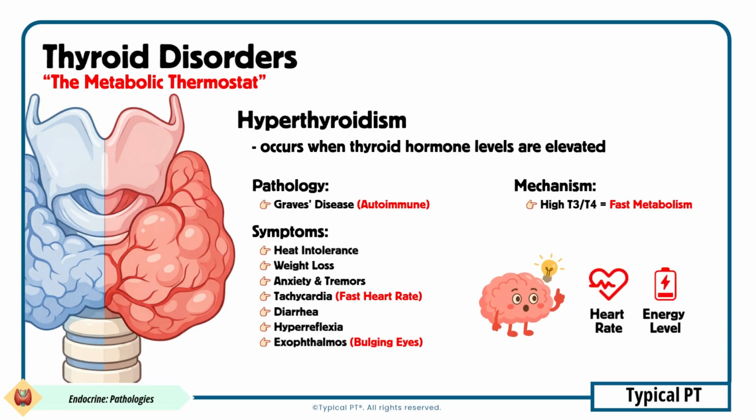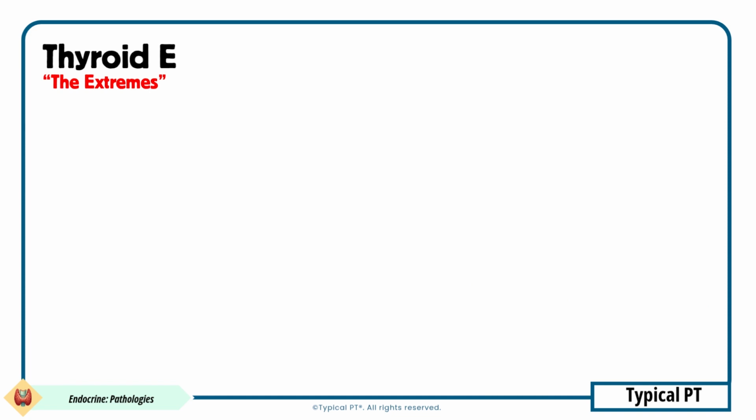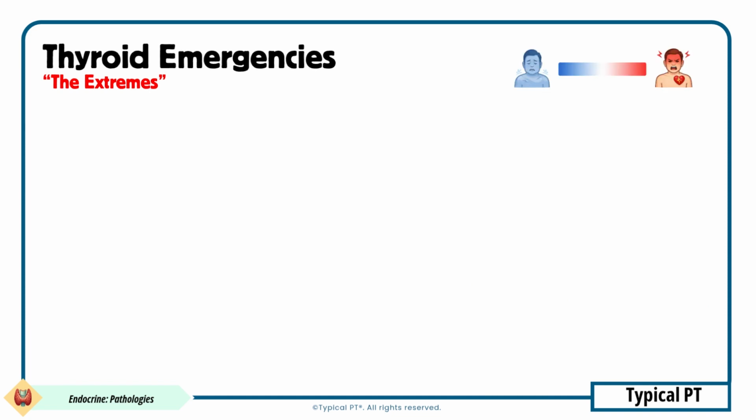A useful way to distinguish these conditions clinically is by heart rate and energy level. Hypothyroidism is associated with slowing, while hyperthyroidism is associated with acceleration. Now let's move on to life-threatening conditions associated with hypothyroidism and hyperthyroidism. These represent the most severe forms of thyroid dysfunction and require immediate recognition.